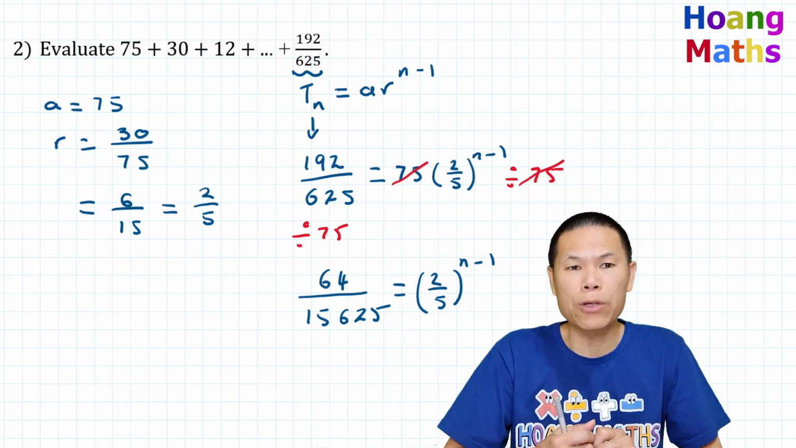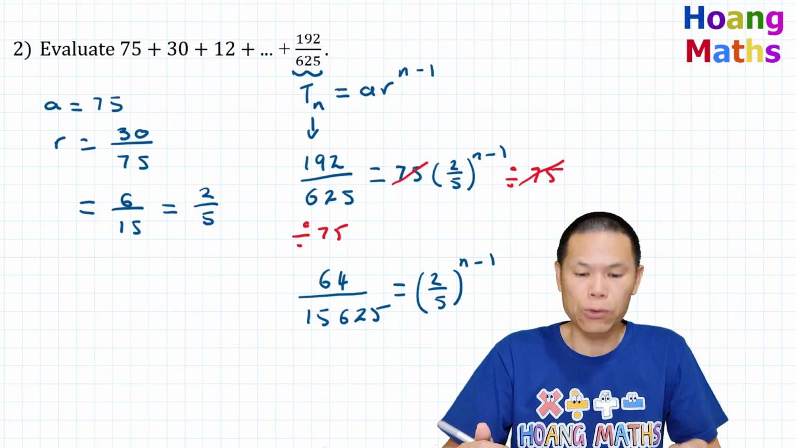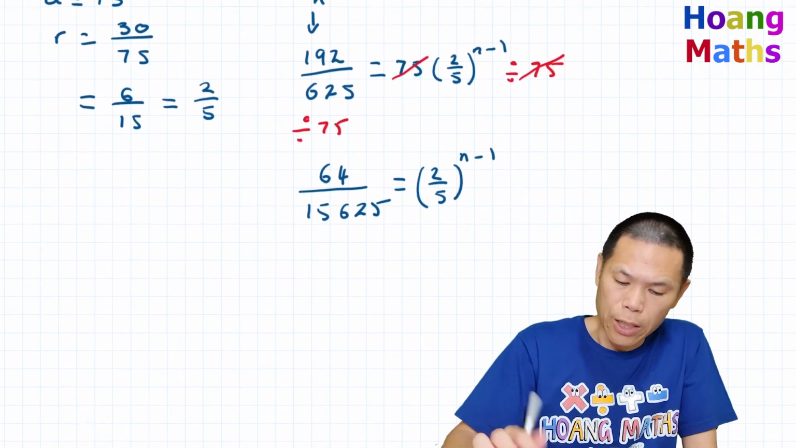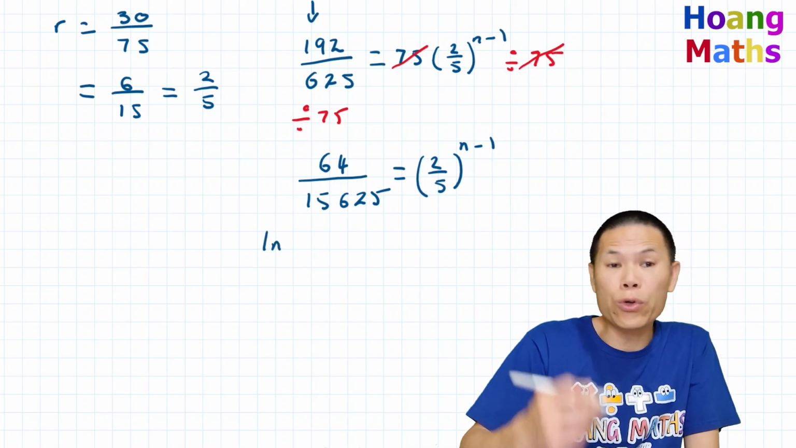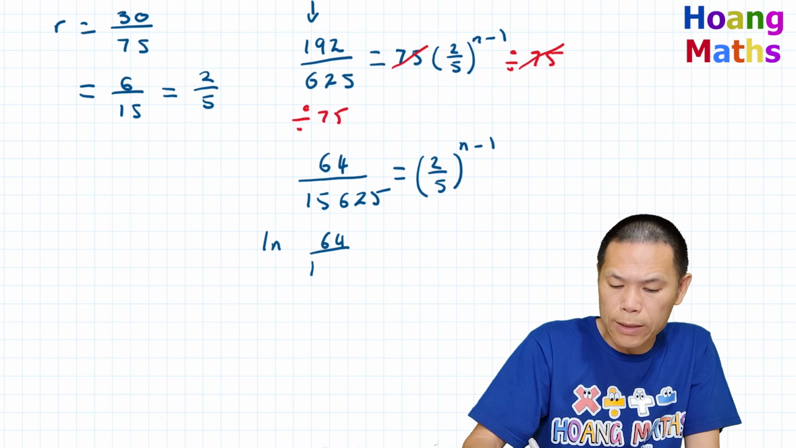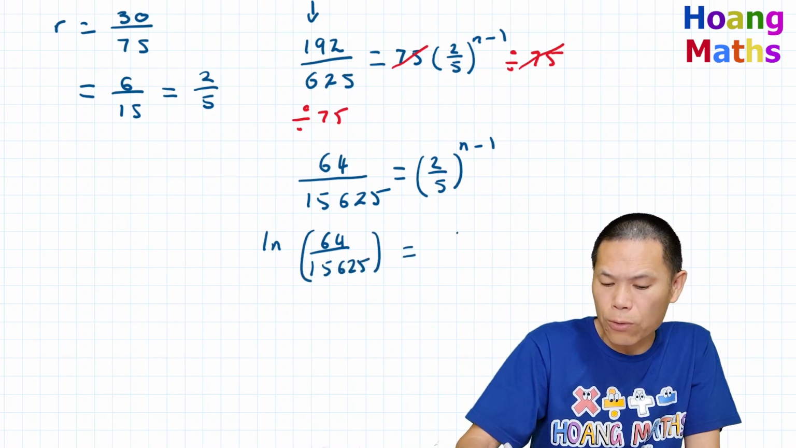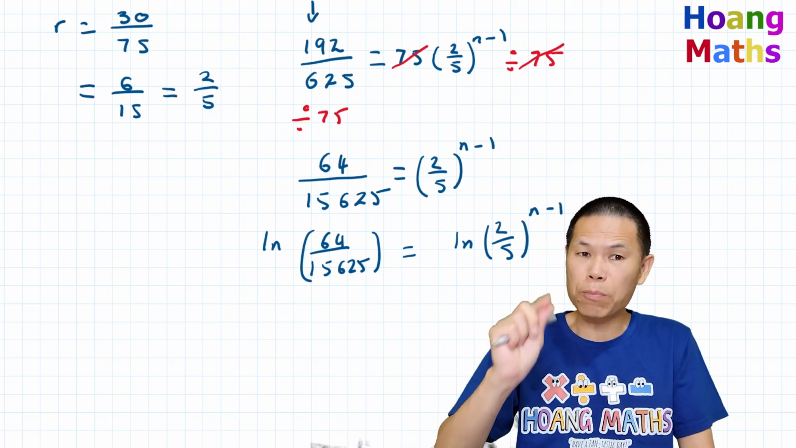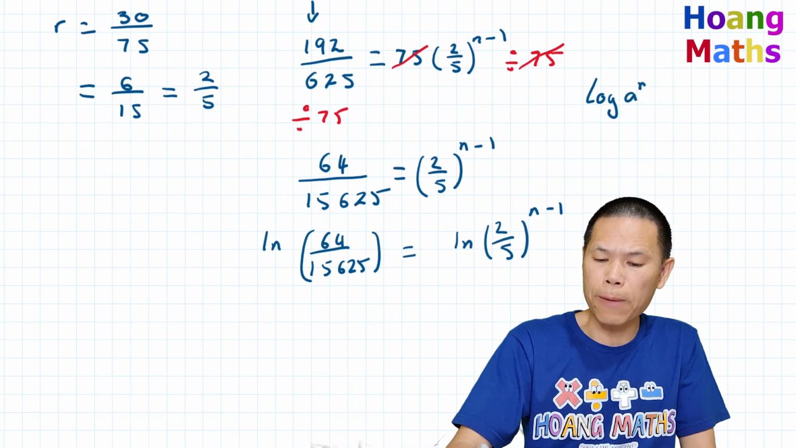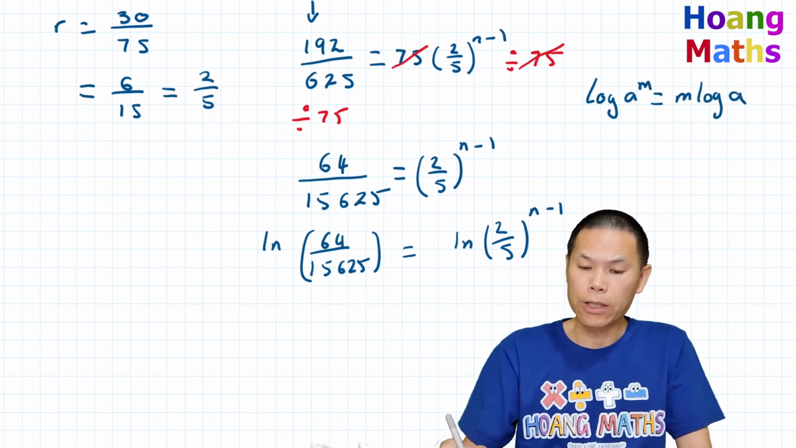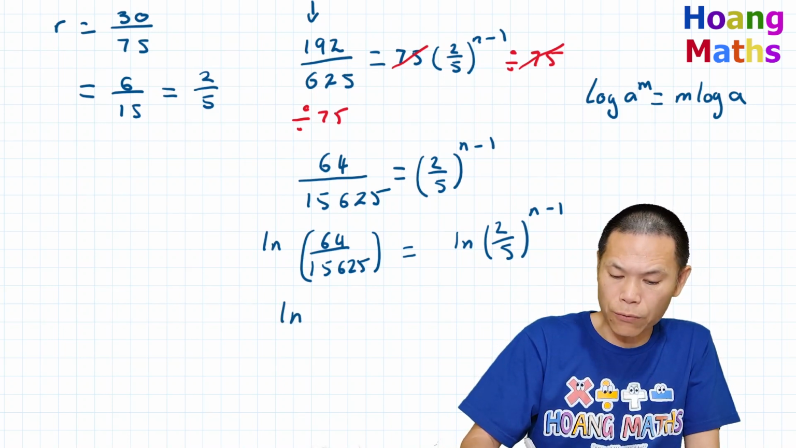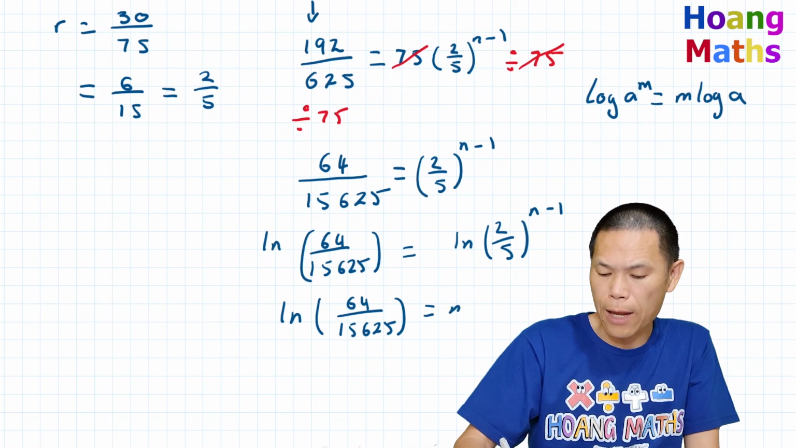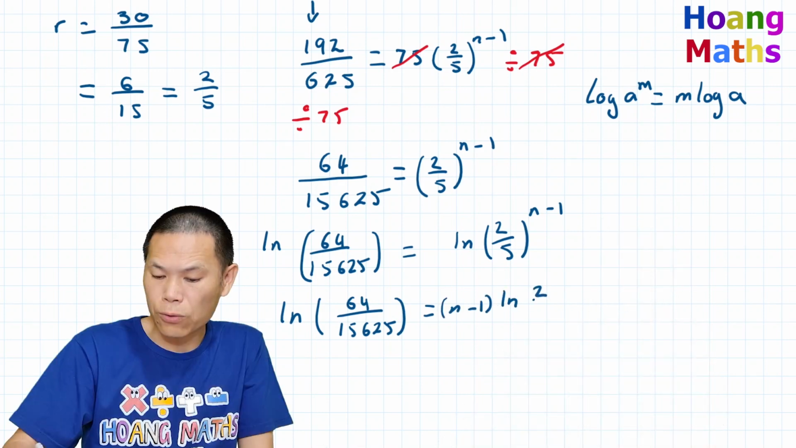Of course, you can solve this by using log laws, or you can use indices skills to sort this out. Whichever way you like, it doesn't really matter. Let me just quickly use log laws. I take logs by e, that is ln, or you can log by 10, of course. So ln of 64 over 15625 is equal to ln of (2/5) to the power of n minus 1. Now for n minus 1, I bring it in front by using the log law, because log of a to the power m is m log of a. So now on the left hand side, ln of 64 over 15625 is equal to n minus 1 times ln of 2 over 5.